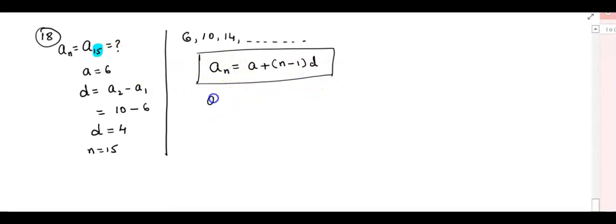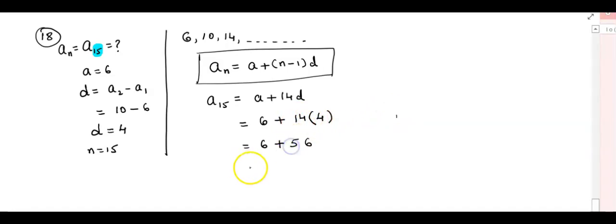So An in the form of A15 can be written as a plus 14d, as we know the n value is 15 and 15 minus 1 is 14. What is the first term? First term a is 6, plus 14 into the common difference, which is 4. That is 6 plus 14 into 4. 4 4s are 16, 6 and 1 carry. 4 1s are 4 plus 1 is 5, so 56. 56 plus 6 is 62. So we can say that the 15th term is 62.